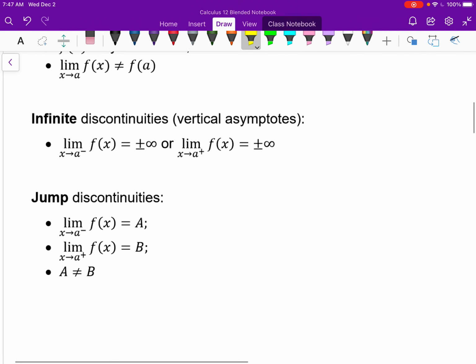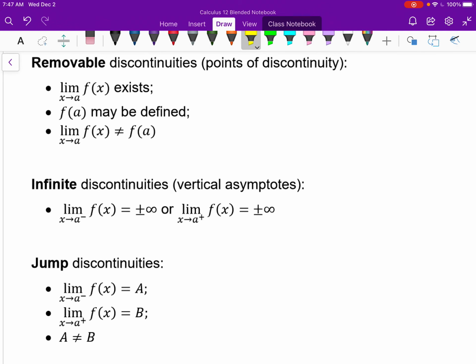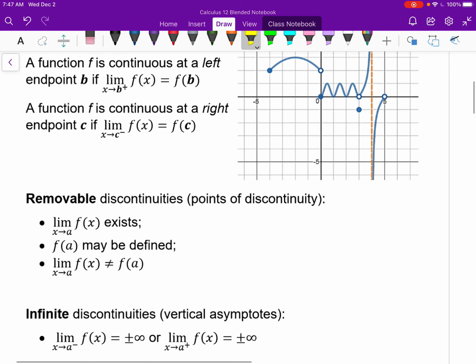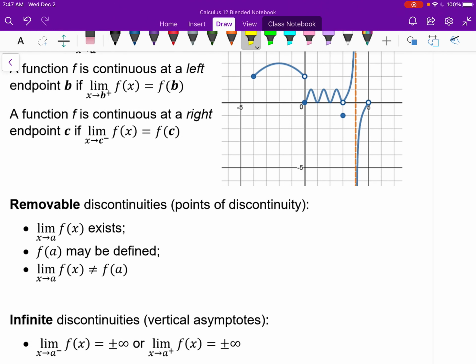There's three types of discontinuity I want to talk about: removable, infinite, and jump. A removable discontinuity you can also think of as a point discontinuity, which should sound familiar. For something to be a removable discontinuity, if we're looking at some point a, the limit should exist. The function may be defined at that point, it may not, but the limit should exist. However, the limit does not equal the value of the function at that point.